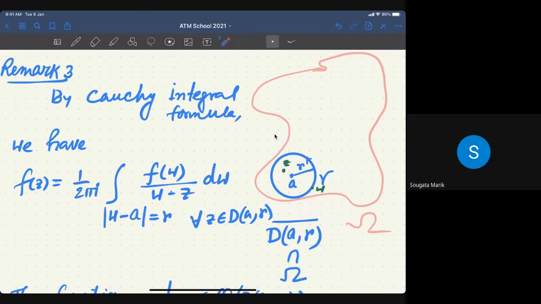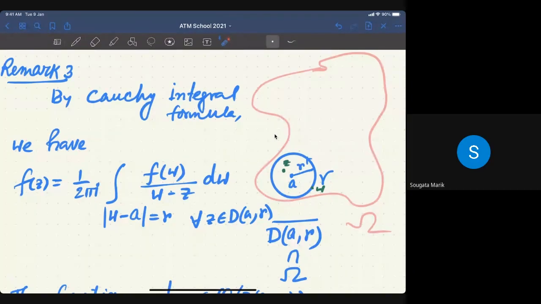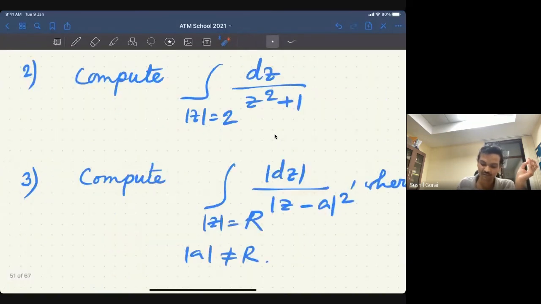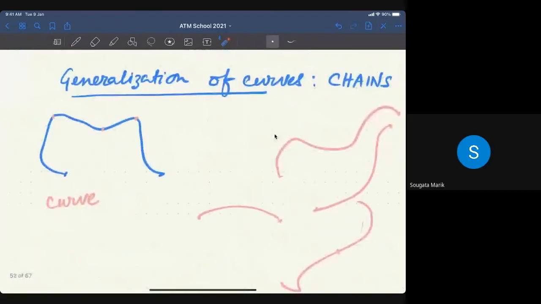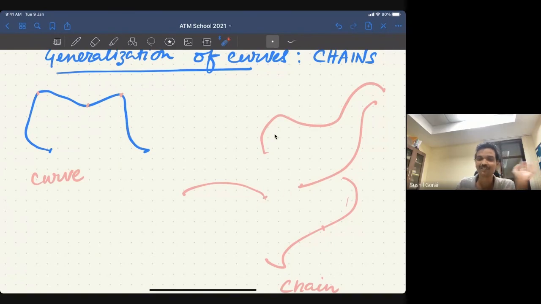Sir, suppose there are two curves, and if the initial point of one curve is the terminal point of another curve, then it is a chain, right, sir? Oh no, a chain is any union; even disjoint curves will be a chain. So you are considering this one, right? But you don't need this. Just any union. Whatever integrals we have done for curves, one can generalize to chains and cycles. So Cauchy's theorem is true for chains and cycles actually.